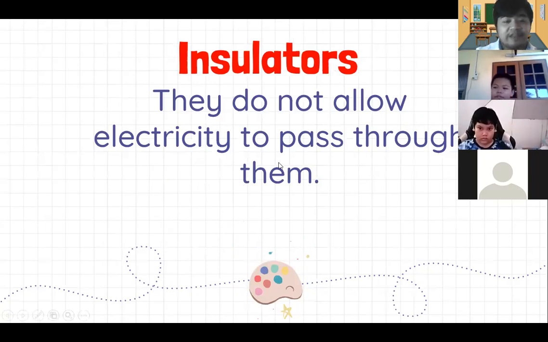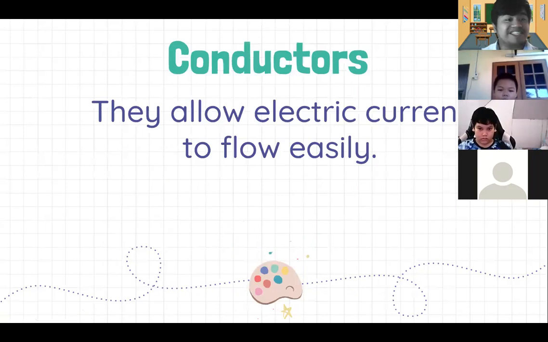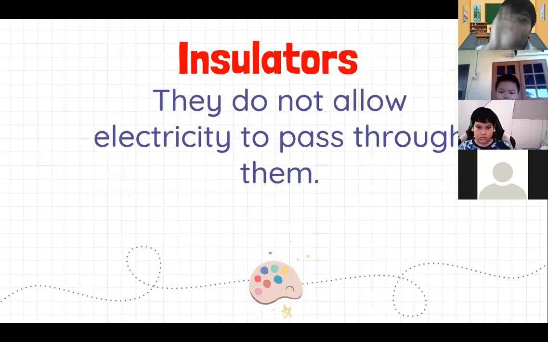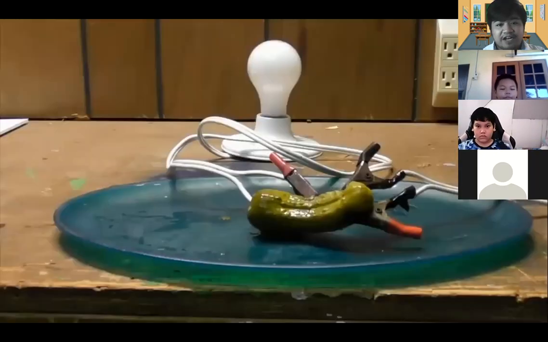So take a look at their colors. For conductors, it's green, meaning go. Electricity can pass through them. And for insulators, it's red, meaning stop. They cannot pass through them. So for you to better understand, let's watch this video.